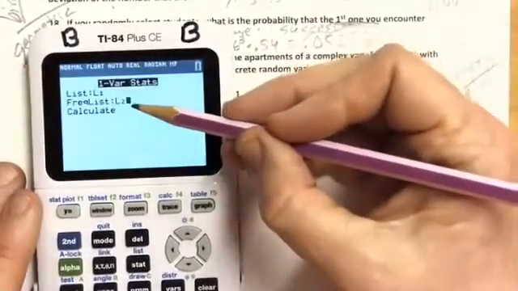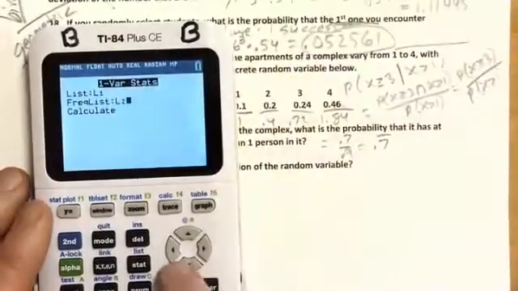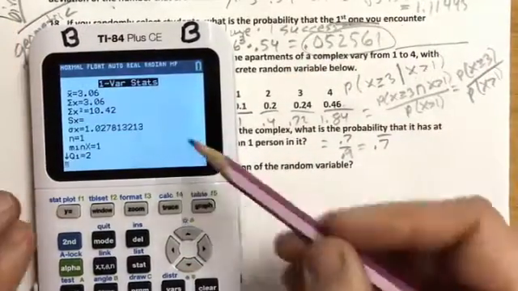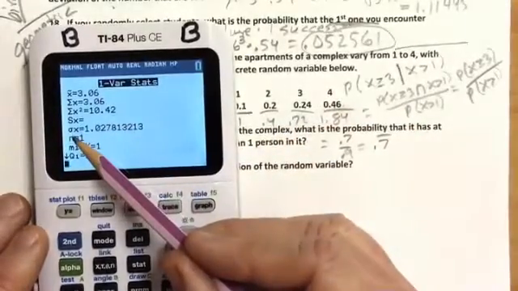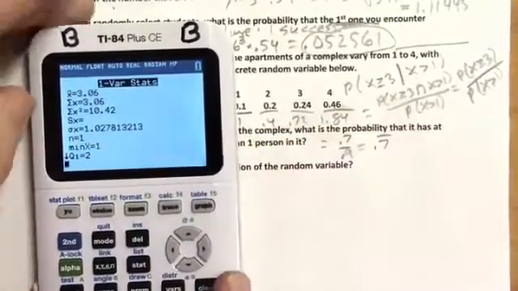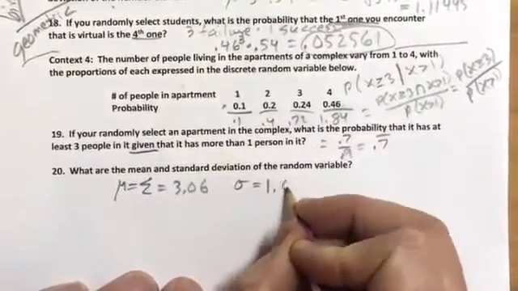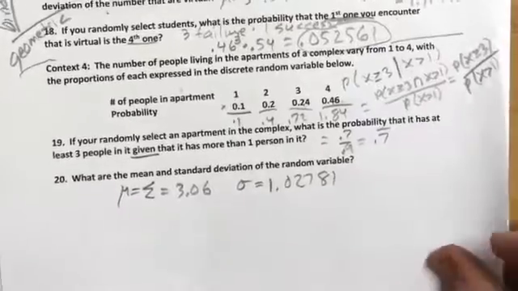This is the only time all year we put anything in the frequency list, aside from 1 or 0. So remember to change it back after you get done with the problem. So I go like that, boom. And so there's my mean, X bar, and there's my standard deviation. It's also the only time of the year we'll use that sigma on the calculator. So therefore, sigma, the standard deviation, it's like 1.02781. There you go. That's how you find the mean and standard deviation of a discrete random variable.